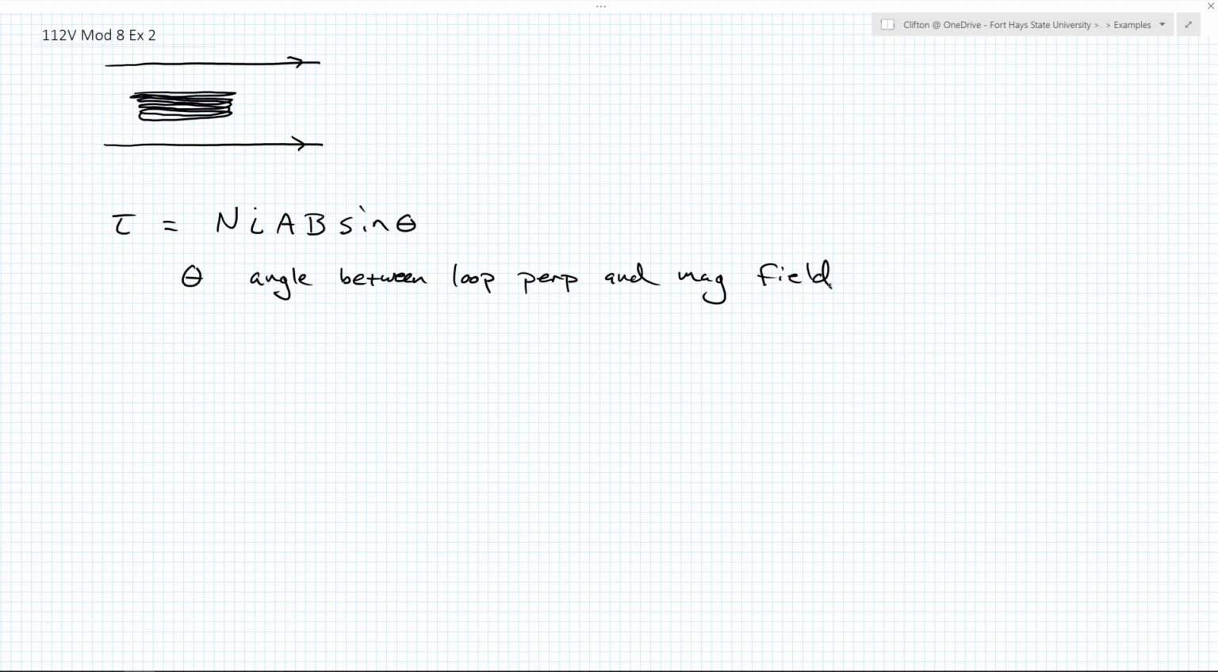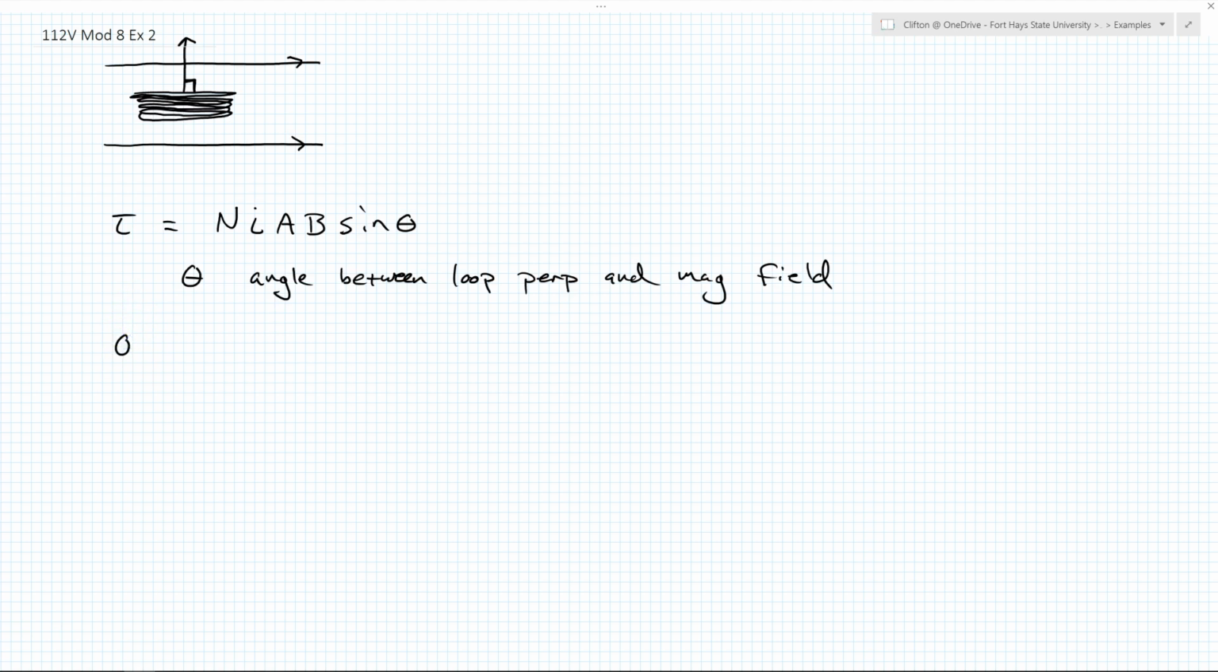So this coil is rotating, which means that angle is going to be a function of time. That's what makes the torque a function of time. So the loop perpendicular, I have a coil drawn here. This would be a side view of the coil. I have the magnetic field pointing to the right. The loop perpendicular is going to be the line that is perpendicular to the plane of the loop. So in this case, the angle between the loop perpendicular and the magnetic field would be 90 degrees.